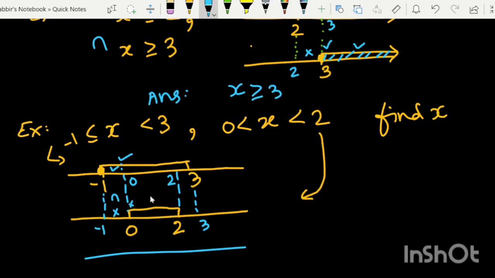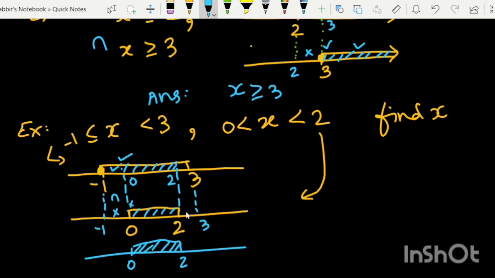Now moving further, 0 to 2 values. 0 to 2 values are present in both, as you can see. 0 to 2 means both excluded. 0 and 2 are not included. 0 to 2, all the values between 0 and 2, they are included. So 0 I won't take, 2 I won't take, and 0 to 2 values are included. So they will be part of their intersection, guys.